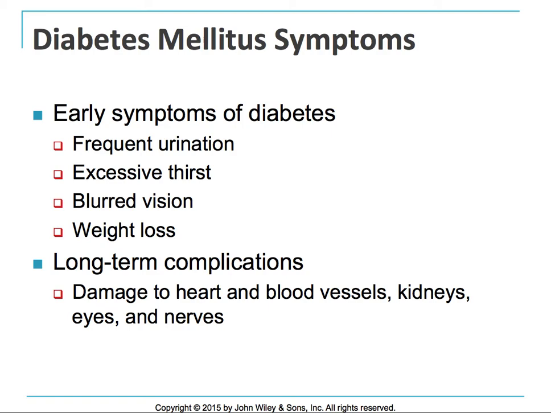And early symptoms of diabetes, we see this sometimes with pre-diabetes, but not always and not all of these symptoms. So it's another reason why it's important to see your doctor regularly and have your blood glucose checked. But some early symptoms include frequent urination, excessive thirst, blurred vision, and weight loss. And long-term complications include damage to the heart and blood vessels, kidneys, eyes, and nerves.